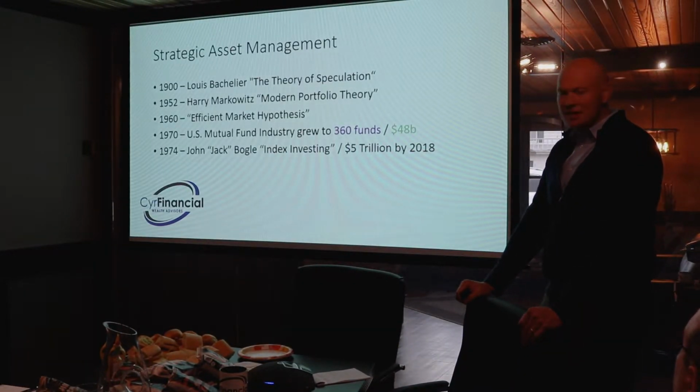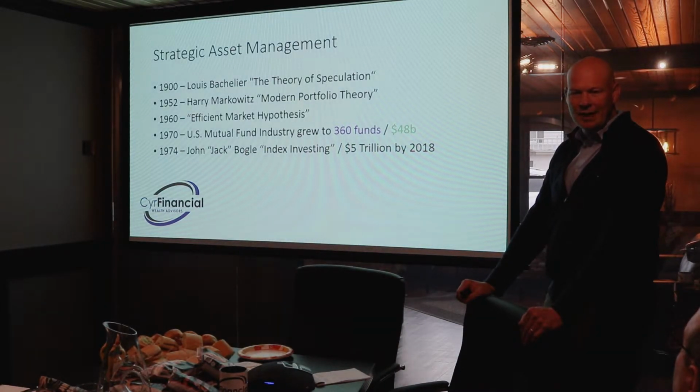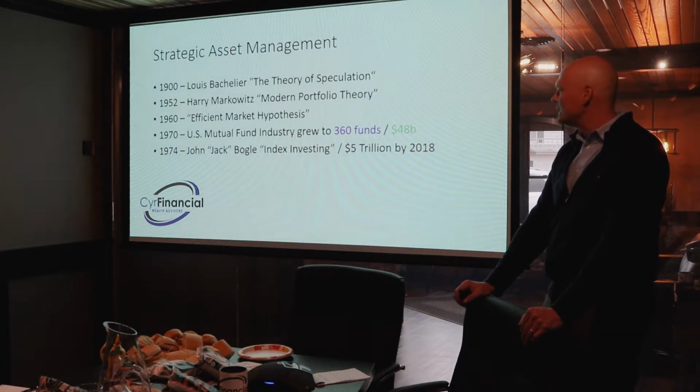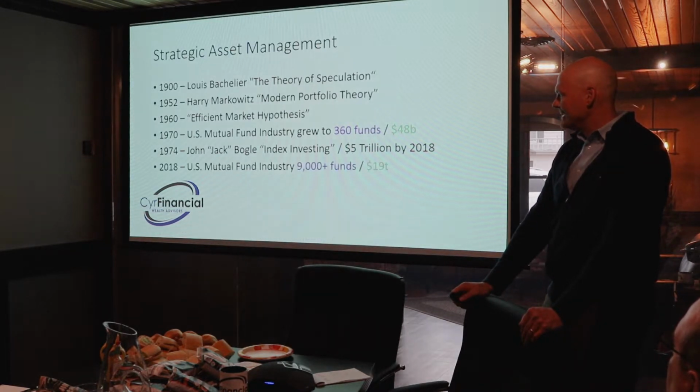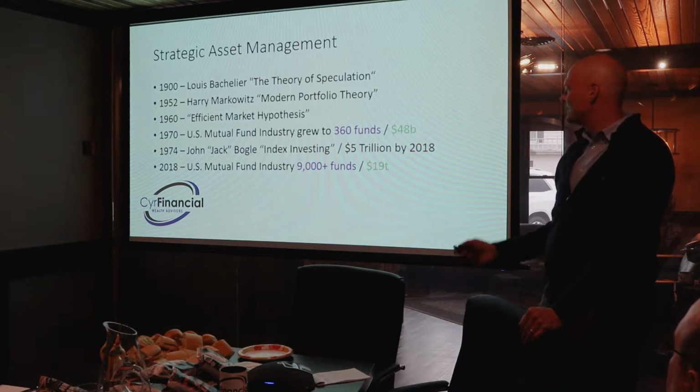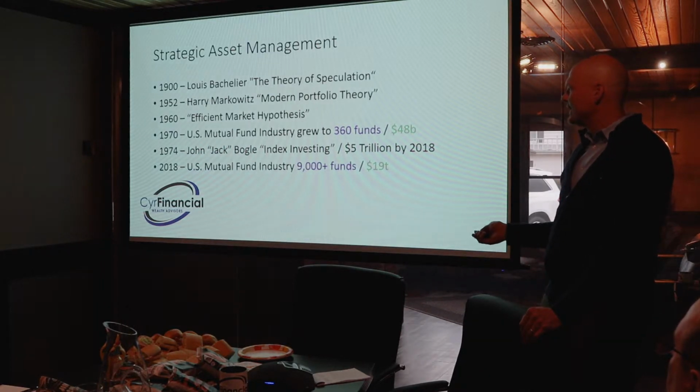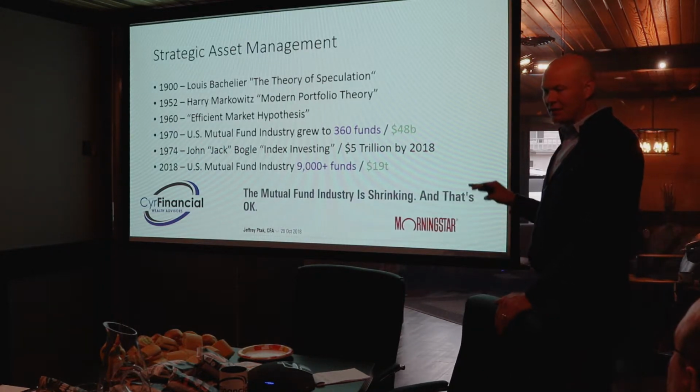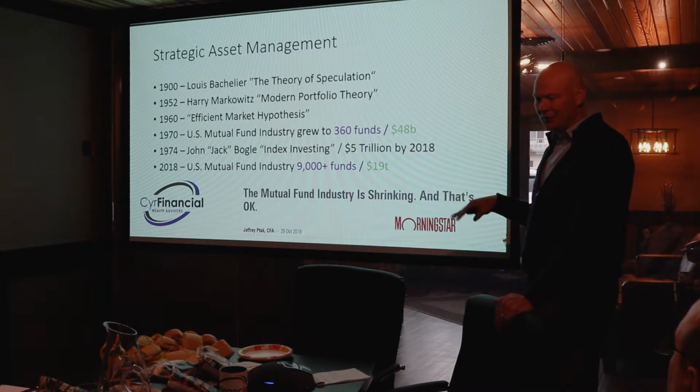And he said, you know, all these mutual funds are terrible. They include expenses. None of them outperform the benchmark, and I can give the investor over a long period of time a better return. Today, by the way, Vanguard has 5 trillion in assets. And today there's over 9,000 mutual funds with $19 trillion. So the mutual fund industry is now starting to, for the first time, shrink for a lot of reasons.